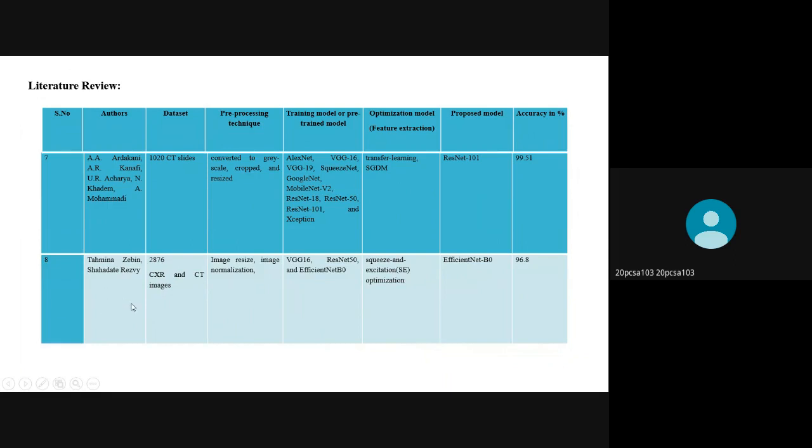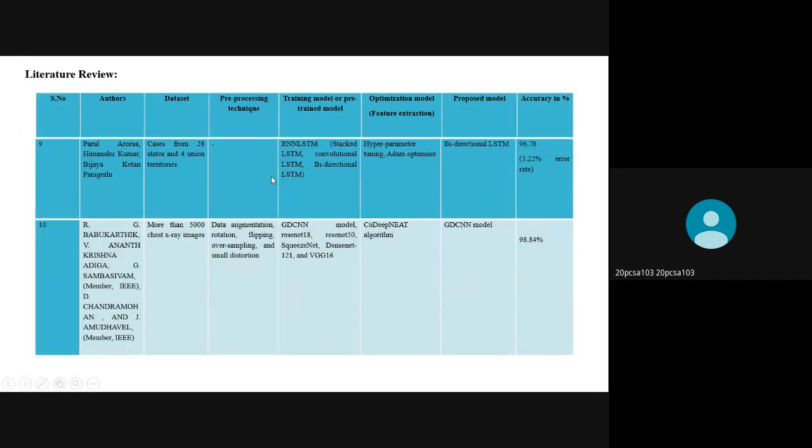In the eighth paper, the author uses chest X-ray images, and all the images are set to the same pixel size, and then image normalization and data augmentation are done on the data set. The author uses a transfer learning approach at this stage by using all these pre-trained models. To increase the performance, the pre-trained models are fine-tuned. The model performance is evaluated. Among all the pre-trained models, EfficientNet B0 has provided the highest accuracy of 96.8%.